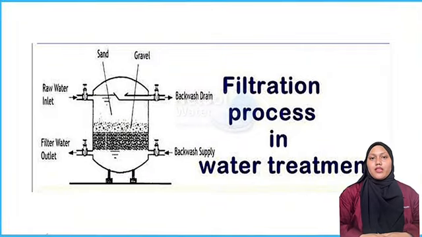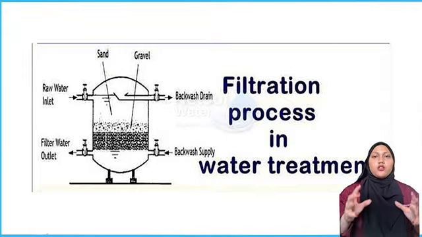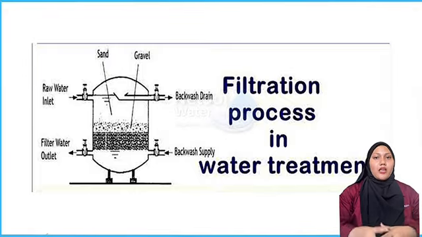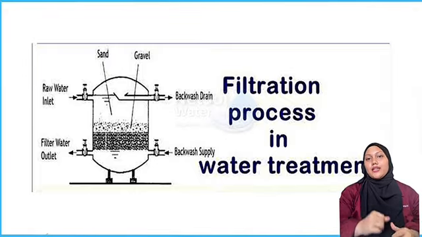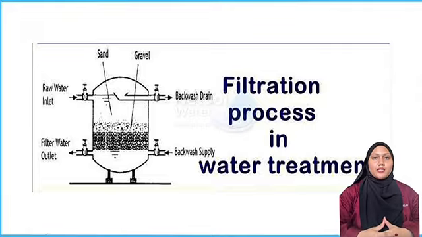Next is disinfection. After filtration, the water is disinfected, usually using chlorine. This step is very important because it kills harmful microorganisms such as bacteria and viruses, making the water safe to drink. Disinfection helps protect public health and prevent waterborne disease. However, the use of chlorine must be carefully controlled because it can produce harmful byproducts that may affect the environment if not managed properly.